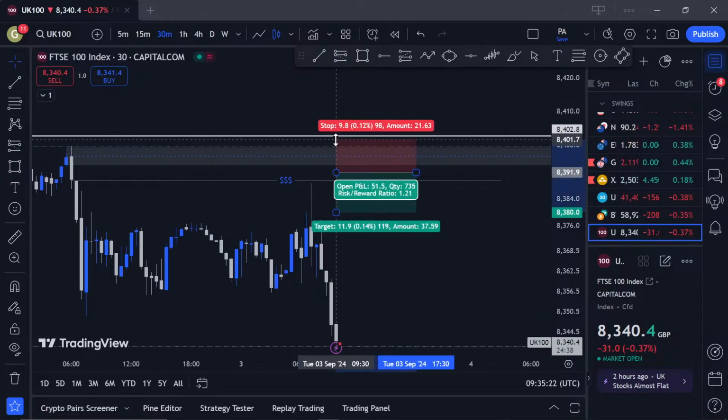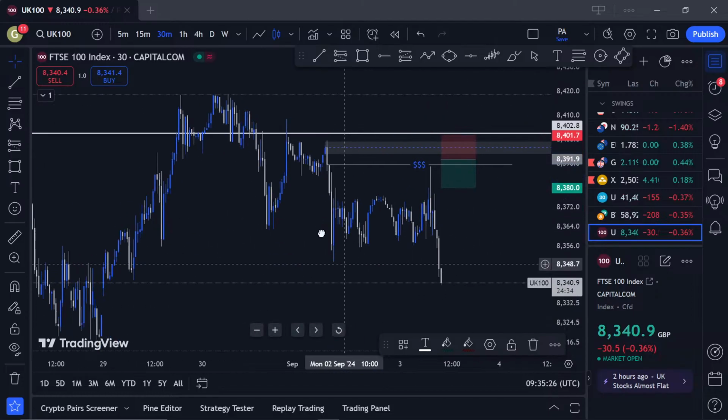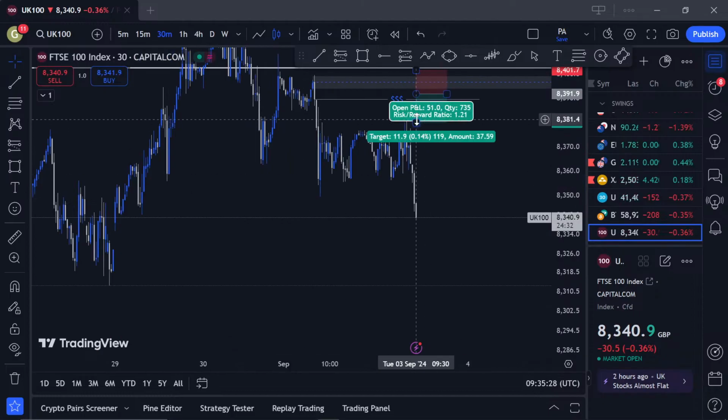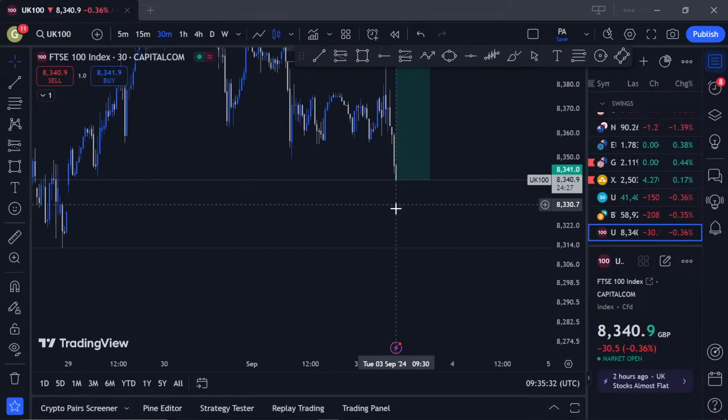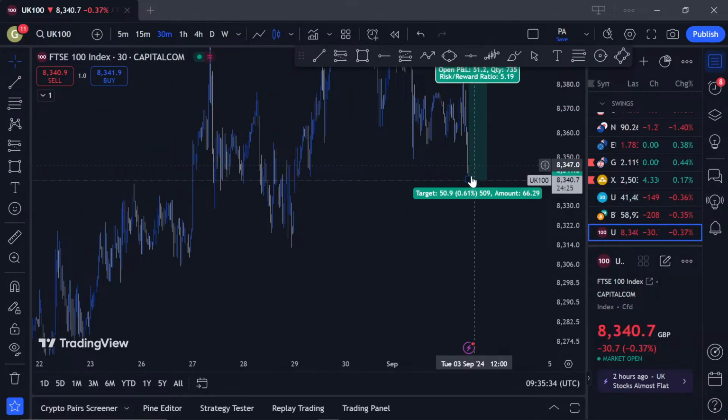Our stop loss goes right above this level here. Then our take profit one will target the recent low that the market will create. So the market might drop to a low around here, and that will give us a 1:5. From there, you look out for the next key level that the market has.